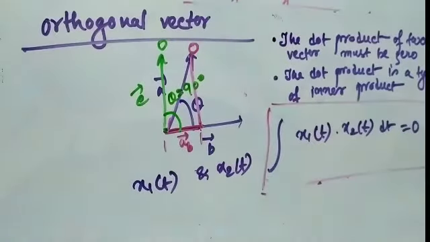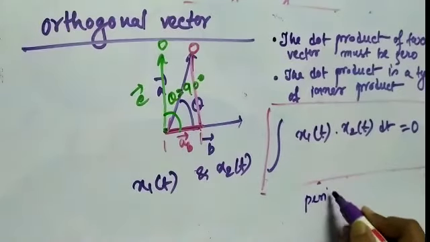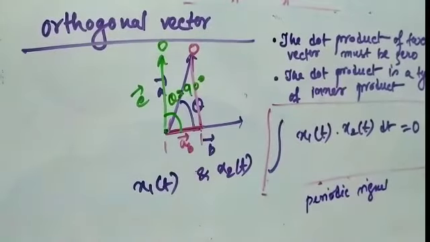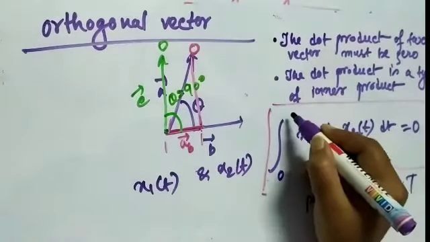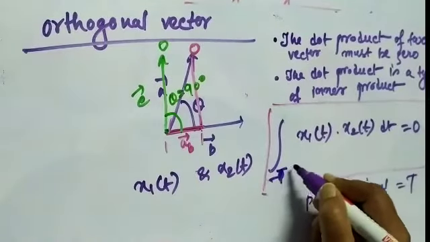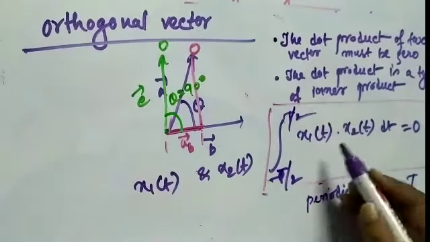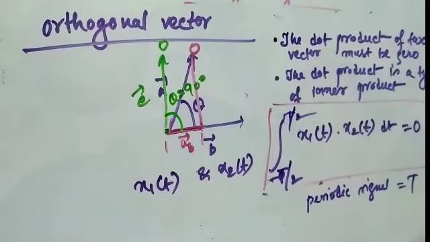As we already know, a periodic signal has a fundamental time period which is called T. So if two signals x1(t) and x2(t) are periodic and their fundamental time period is T, then if we integrate within this fundamental time period, that is 0 to T, or it may be minus T/2 to T/2, and after integration the value becomes 0, then we can easily say the signals are orthogonal signals.